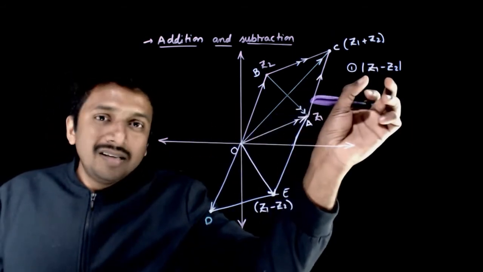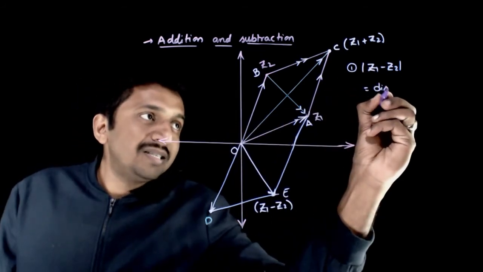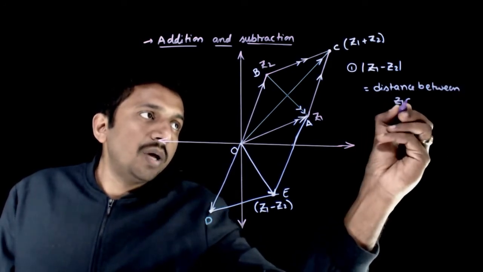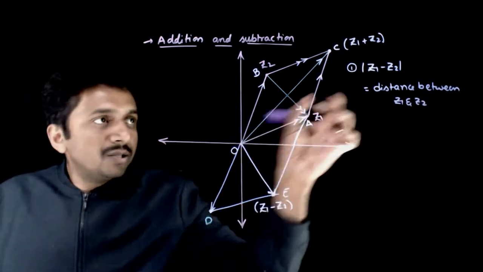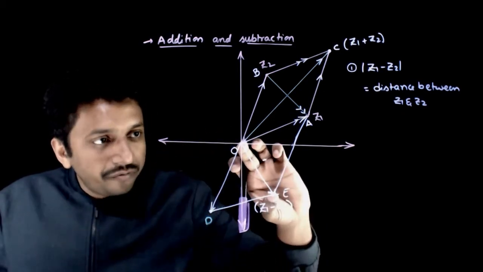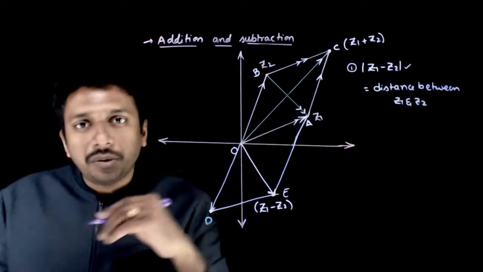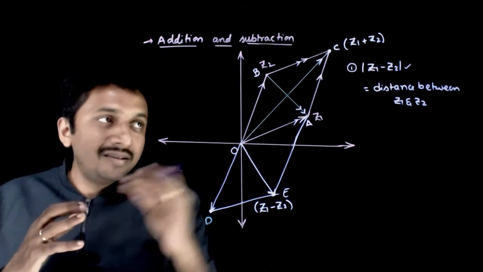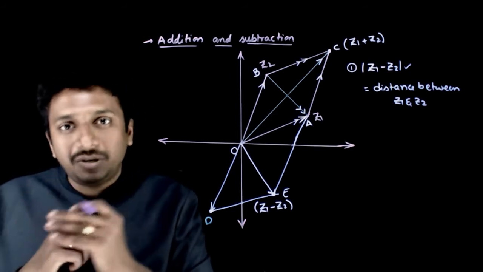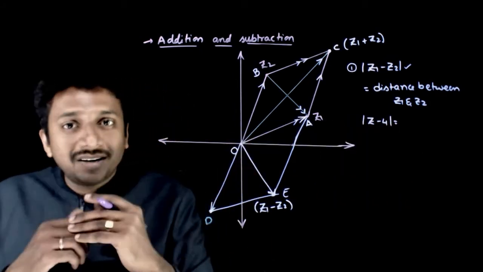We have seen that the vector Z1 minus Z2 has a magnitude equal to the distance between Z1 and Z2. So the magnitude of Z1 minus Z2 is nothing but the length of OE, and the length of OE is exactly the same as the length of BA. Hence whenever you have mod Z1 minus Z2, you have to start reading this expression as the distance between the complex numbers Z1 and Z2. For example, if you have mod Z minus 4, how do you read it in English?